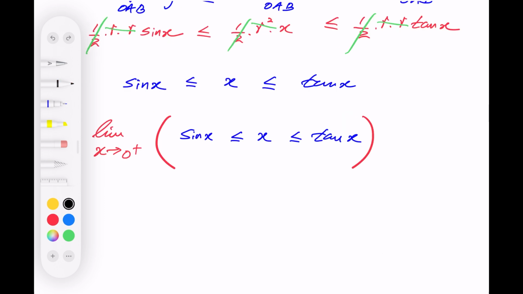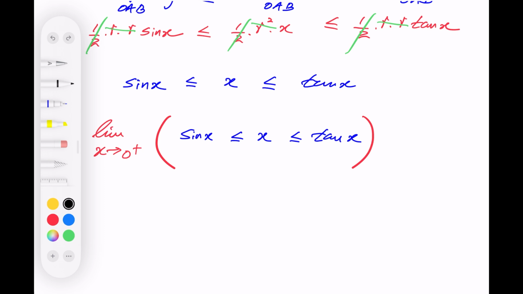Now I have a question. Can I go ahead and divide each of the three terms of this inequality by sine x? In order to answer that question, I need to know two things. First thing is sine x equal to 0. If it is equal to 0, we cannot do the division by 0.